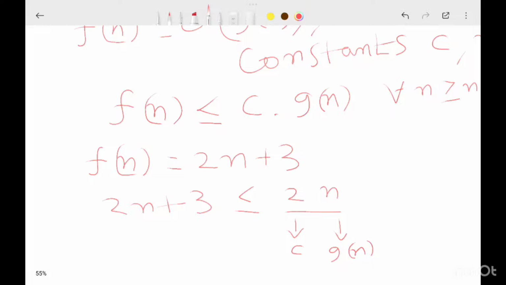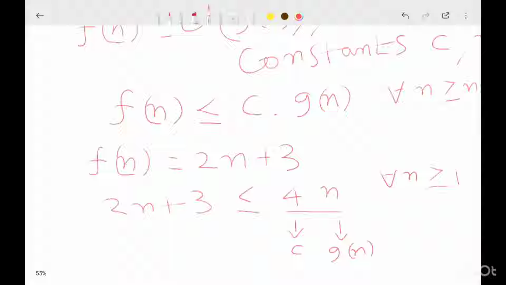So next we can find some other values. For example, instead of 2, if it is 4, then definitely 2n plus 3 is less than or equal to 4 times n for all positive values of n. So n cannot be 0. That means for all n greater than or equal to 1. n also cannot be 0, because here we are using f of n as a function of an algorithm, and n represents the size of the input. So we cannot use an input size of 0. At least your algorithm should take some single input. So we have to take the n value as greater than or equal to 1. So for all n greater than or equal to 1, this condition is true.